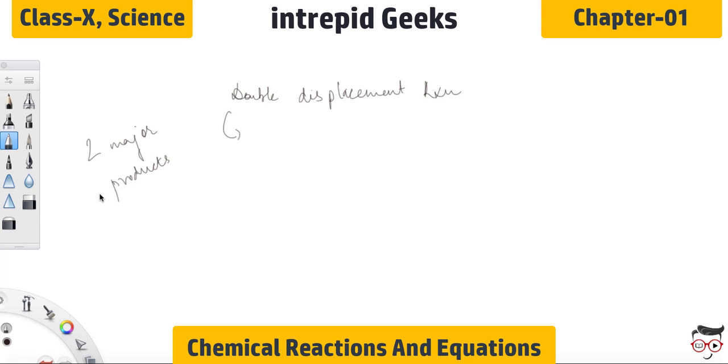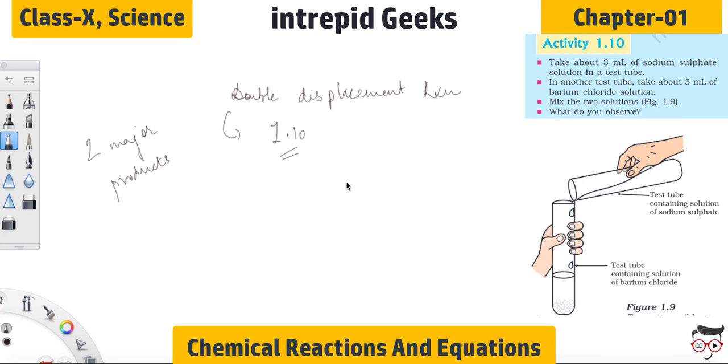In order to prove this, let us discuss activity 1.10 of your NCERT textbook, in which we need to take about 3 ml of sodium sulfate solution in a test tube. So what is the formula for sodium sulfate? Na2SO4. Since it is a solution, it will be aqueous in nature. In another test tube, we need to take 3 ml of barium chloride solution. So what is the formula for barium chloride? BaCl2. You need to remember all the formulas for the reactions.